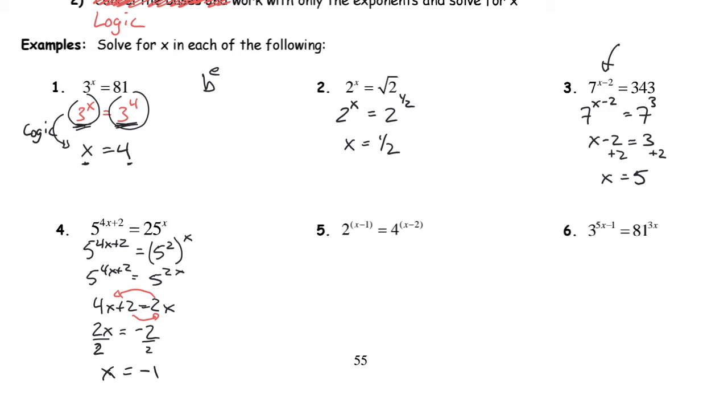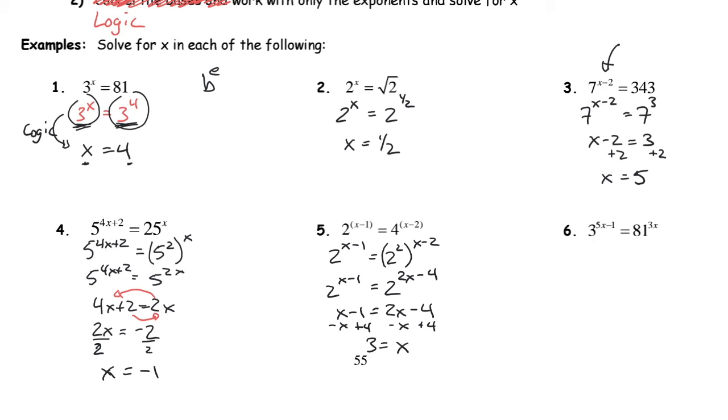For this next one, the common base here is likely going to be 2. So this is 2 to the x minus 1. Can't do much with that. But 4 can be written as 2 to the 2 to the x minus 2. So 2 to the x minus 1 is going to equal, well, now I've got a power of a power, so I distribute the exponents. So 2 to the 2x minus 4. And then from there, because I've got 2 powers equal to each other and the bases are the same, I know that the exponents must be the same. So now I'll subtract the x to bring it over, and I'll add the 4, and we'll get that x is equal to 3, or 3 is equal to x.